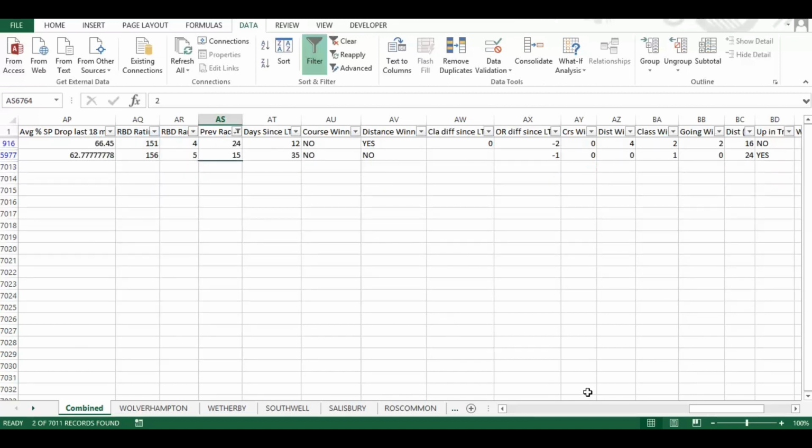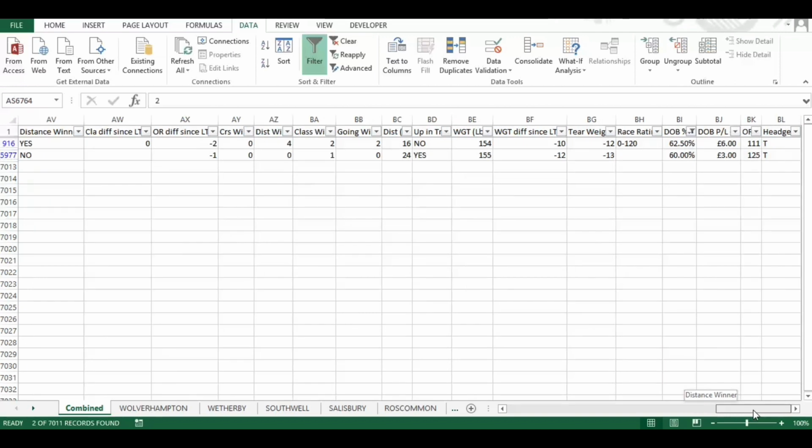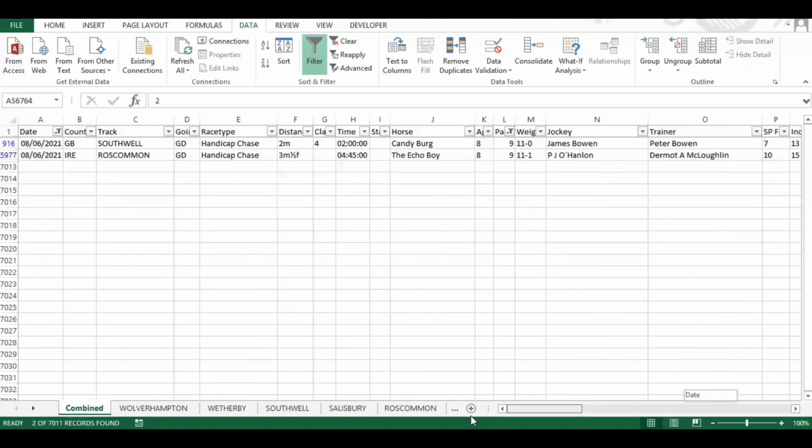Again, you can include those because it may be a horse is going to continue that trend, but for this exercise I'm just going to look at the horses that have a longer career history behind them. So that leaves 2 horses, Candyberg and Echo Boy, as potential dobs.